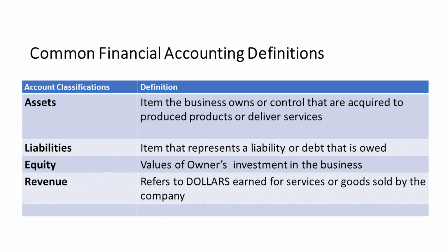Revenue refers to the dollars earned by the services or the goods that are sold. The key here is that we know that money is always coming into the business, but it's coming in from various sources. It can come in from the bank as a loan. It can come in from an investor as an investment, but it also can come in from the actual operations of the business, and we call that revenue.